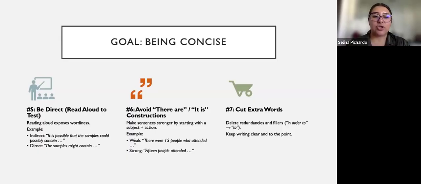You want to make your sentences stronger by starting with the subject and then the action. Remember, always put the subject first. So a weak example is "There were 15 people who attended." Instead, you can say right off the bat, what is the main subject? "15 people attended." You want to drive home how many people attended this workshop or this event. So focus on that. Start off right off the bat with "15 people attended."